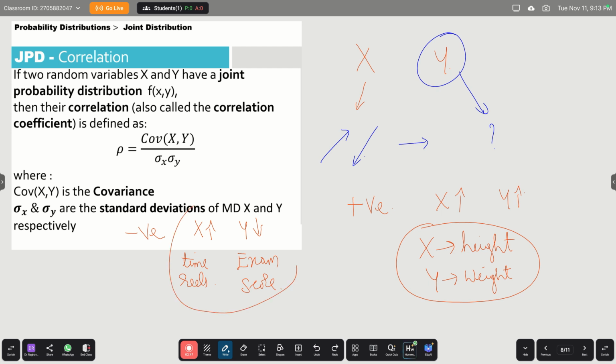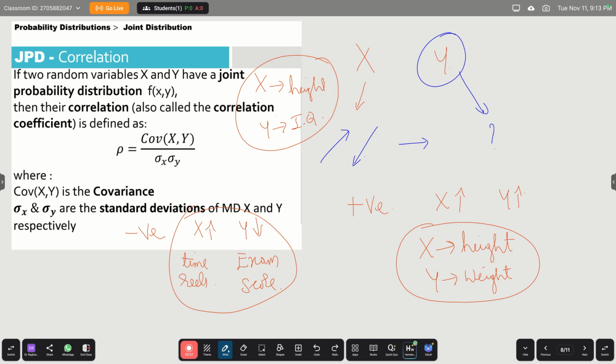All right, and there is a possibility that they are not at all connected. Say for example, if I have x as the height and y as the IQ of a person. If the person is very tall, it doesn't mean that he has very good IQ. If the height is very short, then that also doesn't mean that he has less IQ. Okay, so IQ has nothing to do with the height of a person. So x and y are not correlated here.